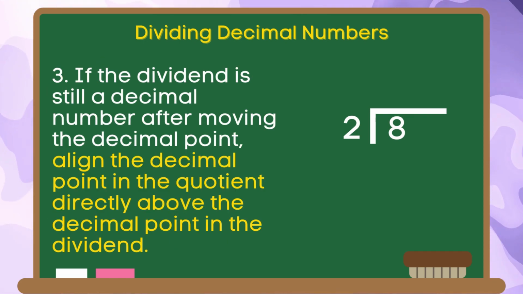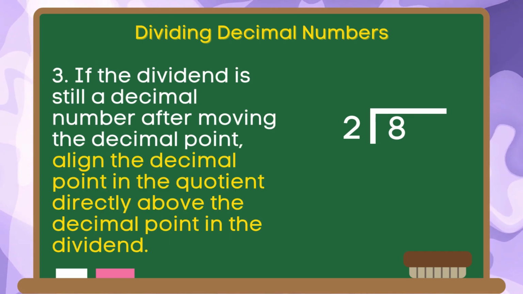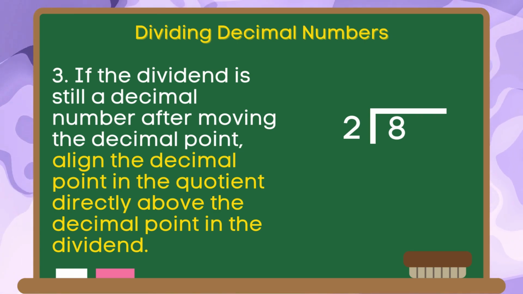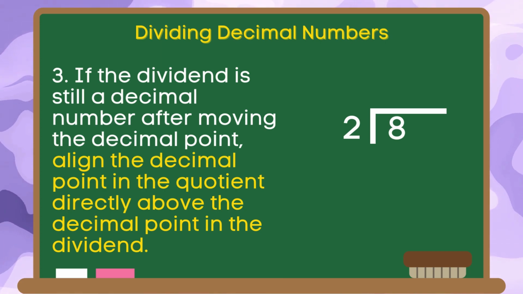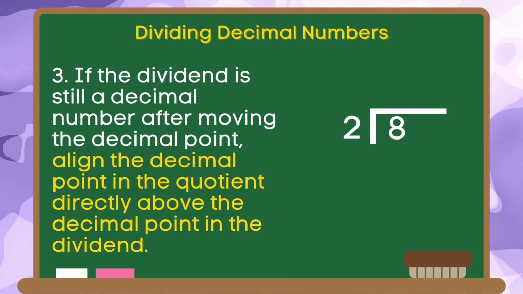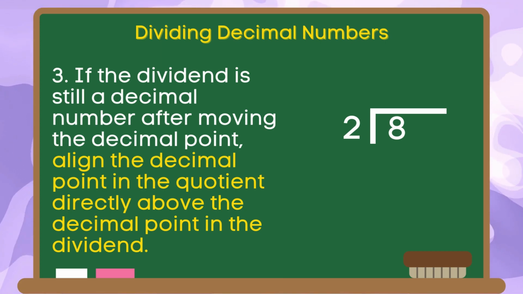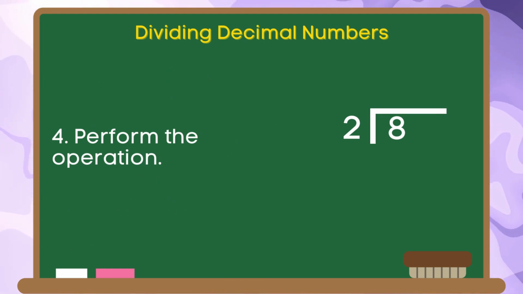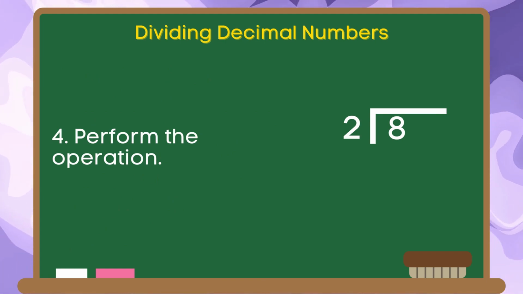Step 3. If the dividend is still a decimal number after moving the decimal point, align the decimal point in the quotient directly above the decimal point in the dividend. Since our dividend is not a decimal number, we are going to proceed with step 4. For our last step, we are going to perform the operation.